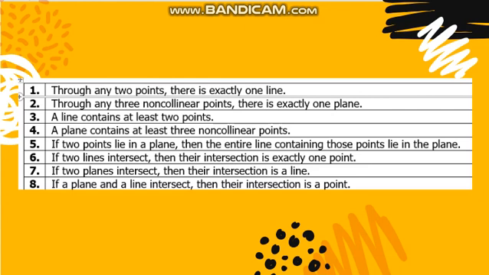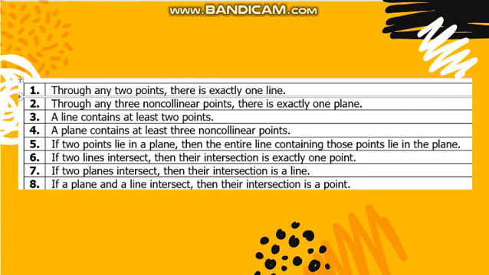If 2 lines intersect, their intersection is a point. If 2 planes intersect, then their intersection is a line. Remember our warm-up earlier. And if a plane and a line intersect, then their intersection is just a point.